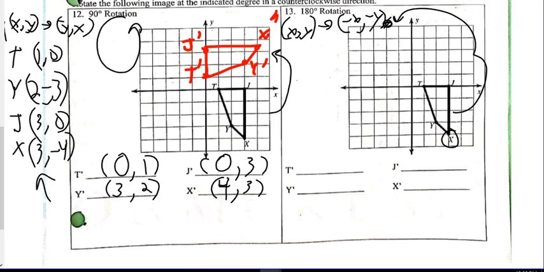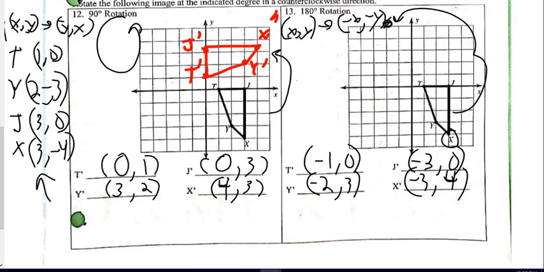So for T, I'm just going to make it -1, 0, because there's no opposite of 0. For Y, it's going to become -2, +3. For J prime, it's going to be -3, 0. Again, no opposite of 0. And for X prime, it's going to become -3 and +4. So let's put those on here. So -1, 0 is right here. That's T prime. -3, 0 is right here. That's J prime. -2, 3 is right here. And -3, 4 is right here. So that's my X prime, and this is my Y prime. And then when I draw it, there you go. Rotate 180 degrees.